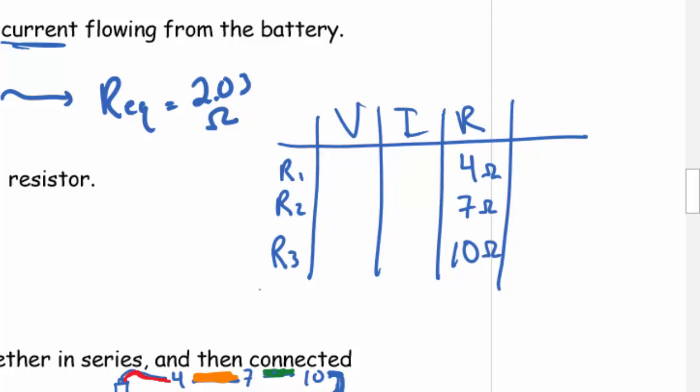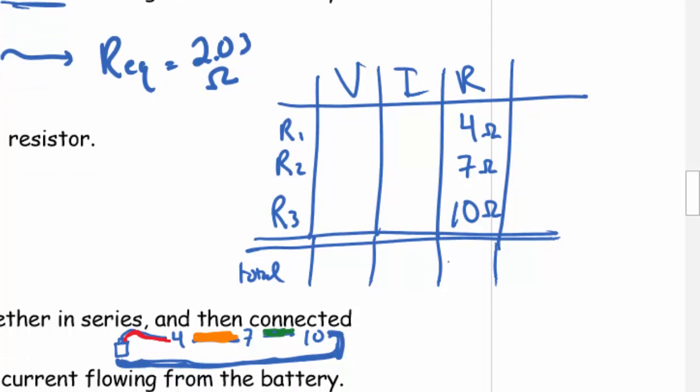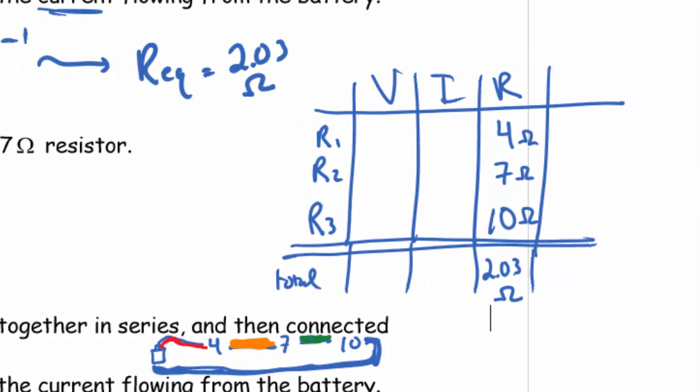Alright, so there's my resistances. And then the last column on my VI chart is going to be for the totals. So what we just did is we calculated the equivalent resistance as being 2.03 ohms. We calculated that by using that principle relating the resistance as I added resistors in parallel.